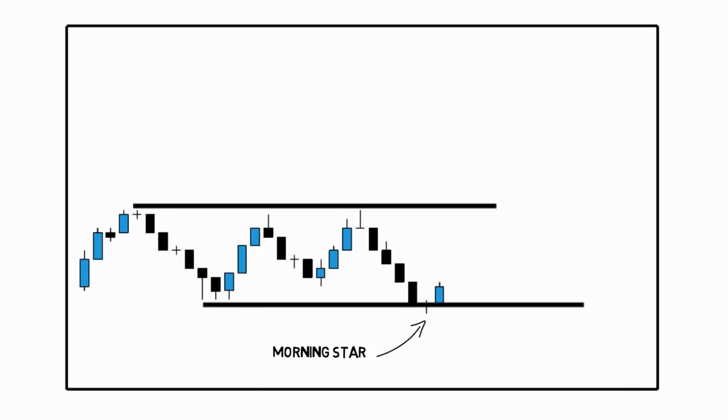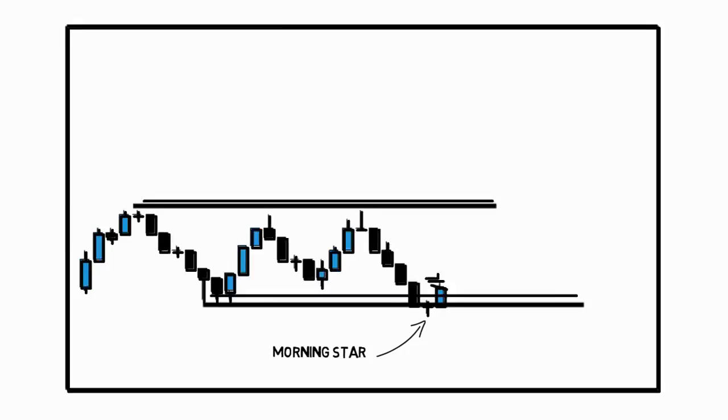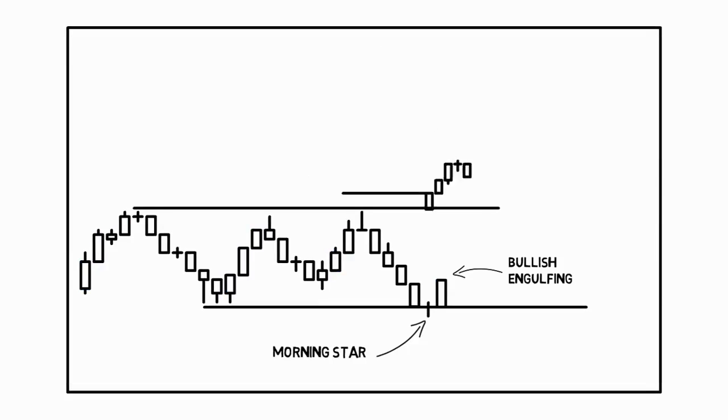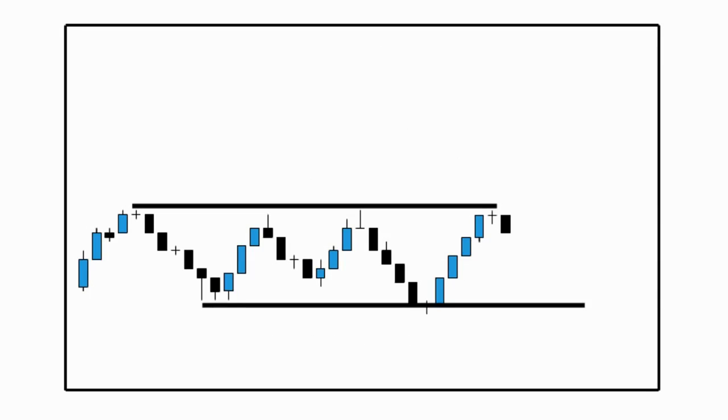As you can see, the first candle in this pattern is a bearish continuation. The second candlestick shows that the bearish momentum is slowing down, and only the third candlestick is an actual reversal signal. The signal gets stronger if the third candlestick is a bullish engulfing candle, meaning it closes above the first candlestick's open price.